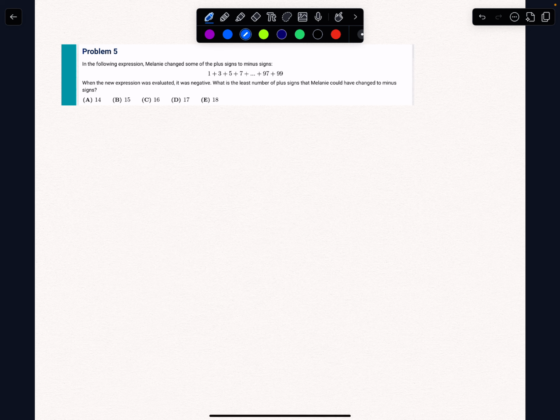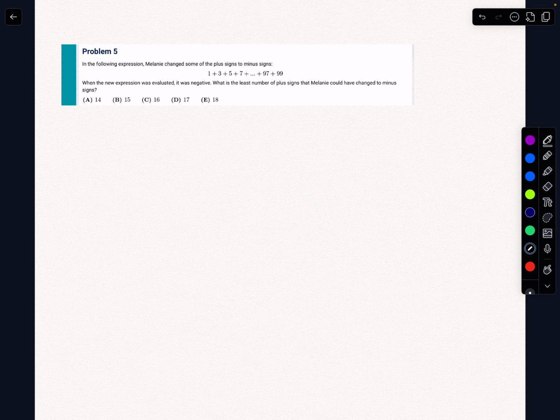All right, on to problem 5. In the following expression, Melanie changed some of the plus signs to minus signs. And here again, we have just a large summation of notably odd numbers. When the new expression was evaluated, it was negative. What is the least number of plus signs Melanie could change to make the value negative?